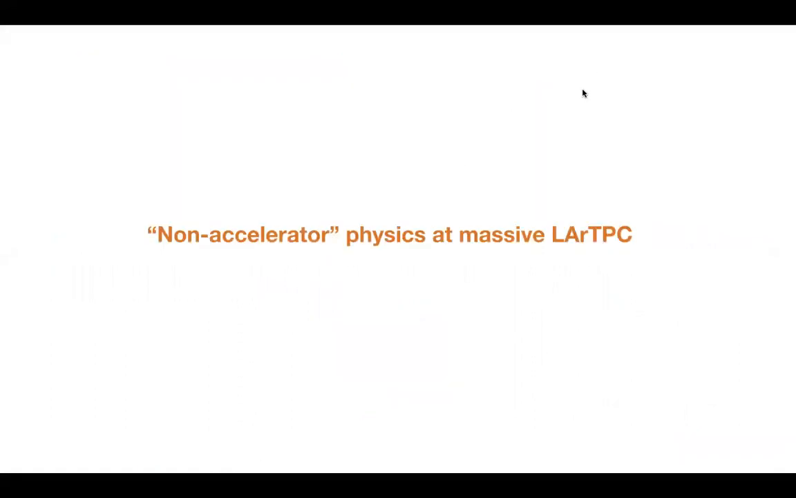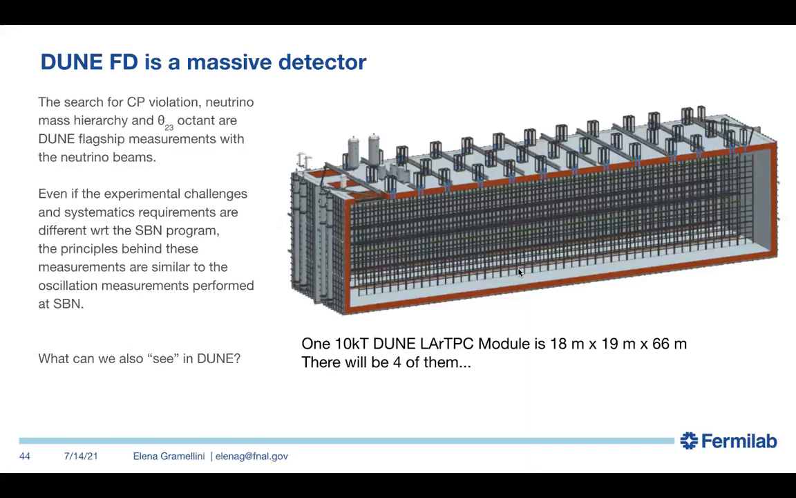Okay, so let's talk about non-accelerator physics at massive liquid argon time projection chambers. I made a kind of weird choice for this lecture. I completely skipped, or just mentioned, CP violation, neutrino mass hierarchy, and the measurement of the θ23 octant in DUNE, even though mostly we're building DUNE because of that. That's the biggest thing that we want to measure in DUNE.